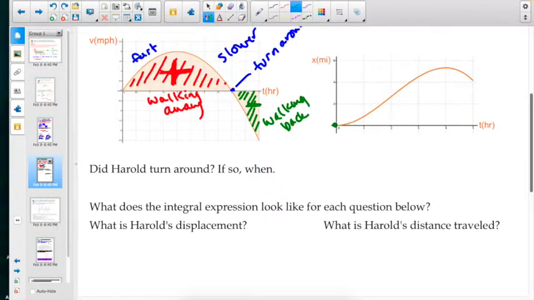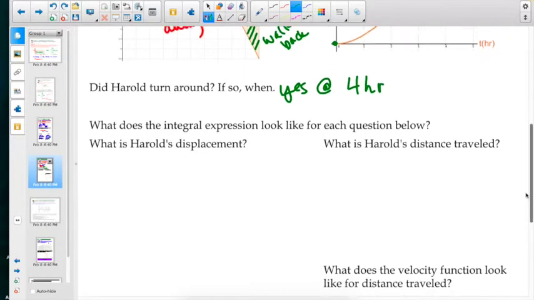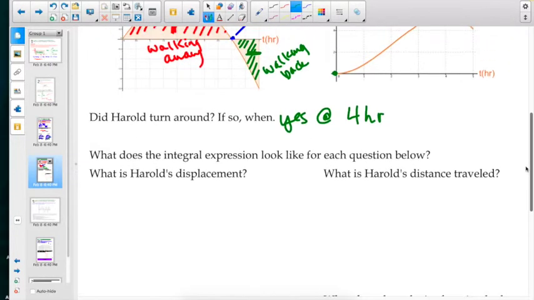So, did Harold turn around? What time? At 4 hours, or t equals 4. All right, let's take a look at the calculus behind this now. Go ahead and set up what Harold's displacement is. We know displacement is integrating the velocity graph. Okay, and what is Harold's distance traveled? Okay, so the appropriate setup there.